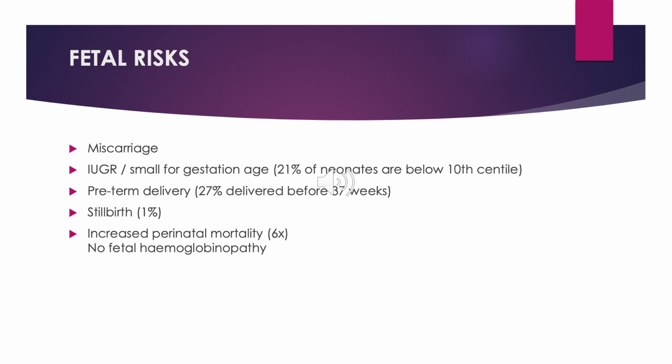Fetal risk. Due to the vascular nature of these complications, it can lead to miscarriage, intrauterine growth restriction, or small for gestational age. 21% of neonates born to women with sickle cell disease are below the 10th centile. That's why sickle cell disease is an indication for serial growth scans from 24 weeks. Stillbirth is about 1%, preterm delivery about 27%, and perinatal mortality is increased 6 times, but there is no risk of fetal hemoglobinopathy.